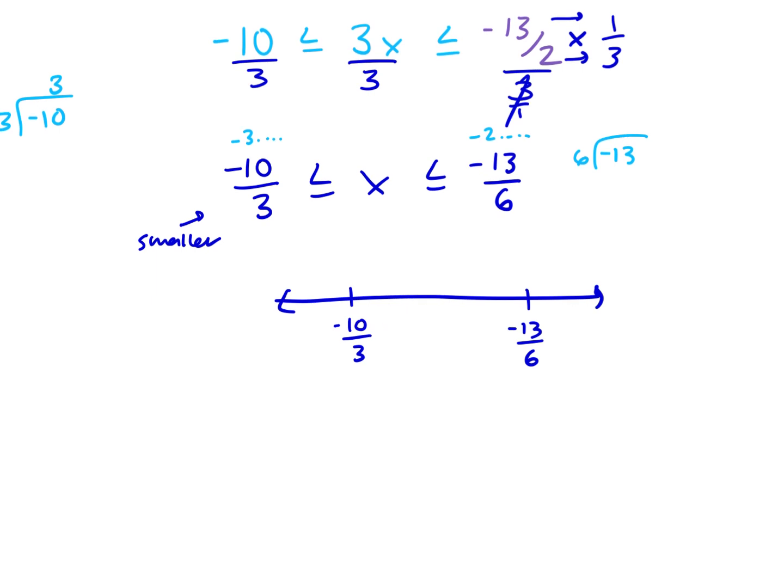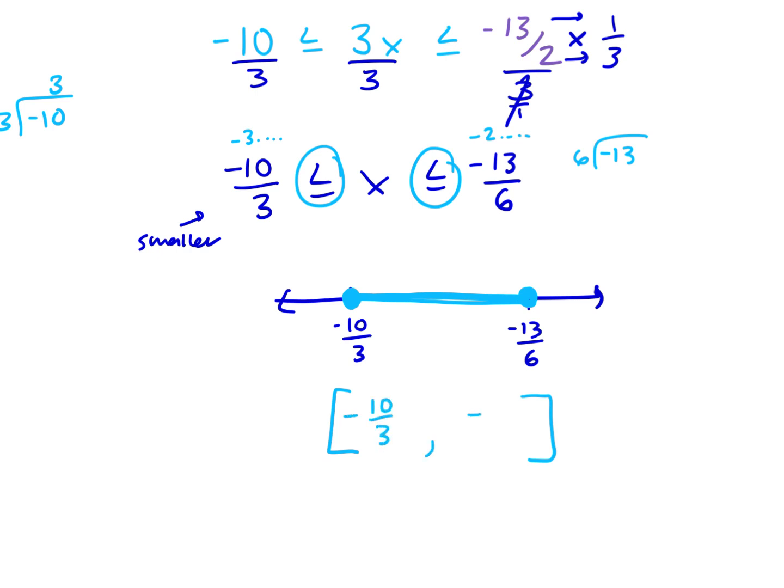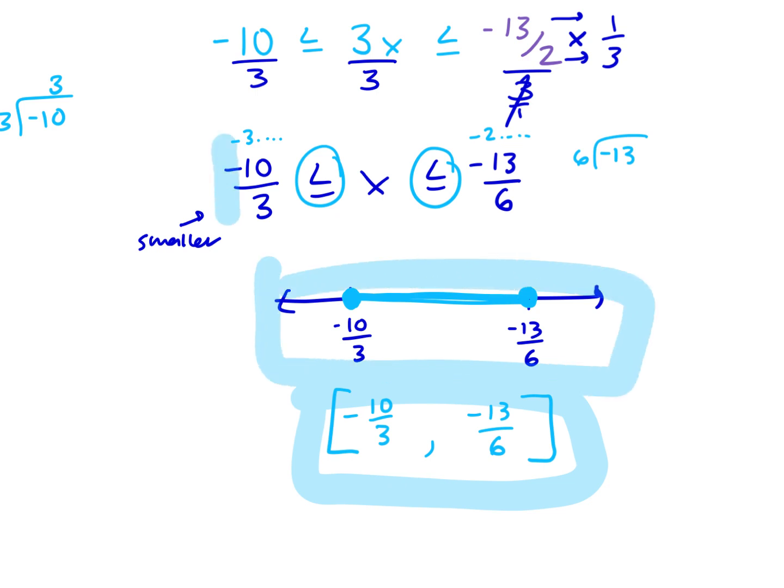Next, we can put our points. Because it's less than or equal to and less than or equal to, we have 2 closed circles. And x is going to be in between these 2 values. Lastly, we want to do our interval notation. Because they are closed circles, we're going to put brackets. And then we just put our 2 key numbers in the brackets. So negative 10 over 3, comma, negative 13 over 6. So we have our interval notation, our number line, and our inequality. Those are the 3 parts to our answer.